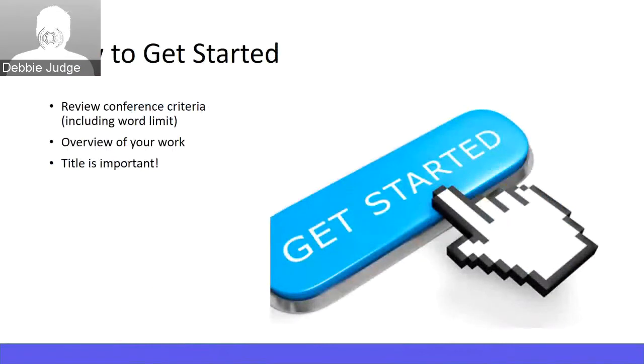So how to get started. You want to find a conference that you're interested in attending or presenting at, and review the criteria to be sure that your project aligns with the conference theme. Most conferences change their themes every year and they have a different focus. So you want to be sure to follow the guidelines, including the designated word count. The title is also very important. It is best if it aligns with the conference title or the objectives.